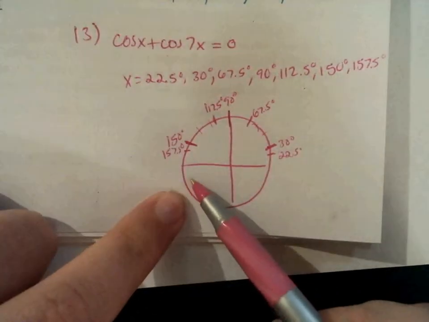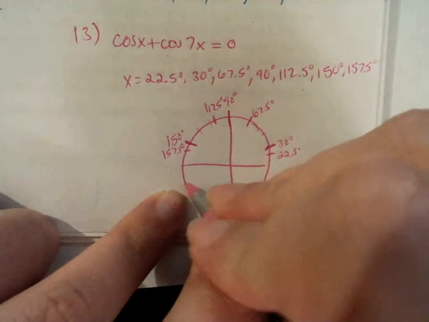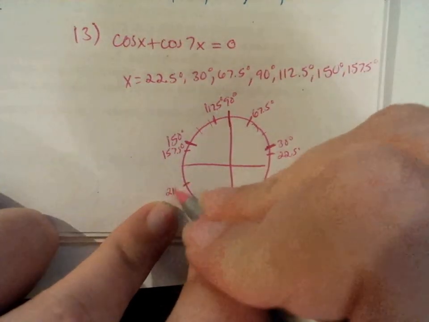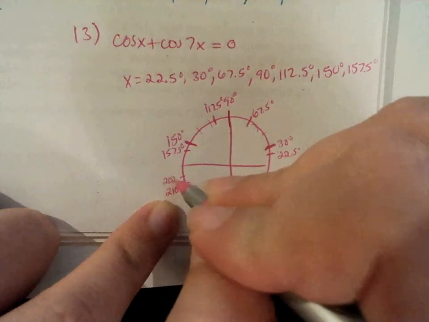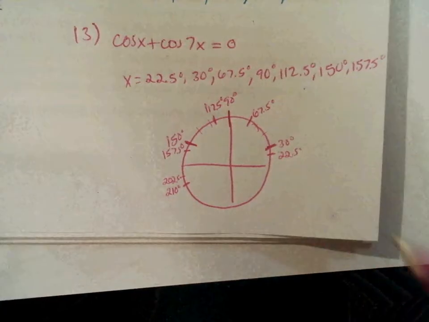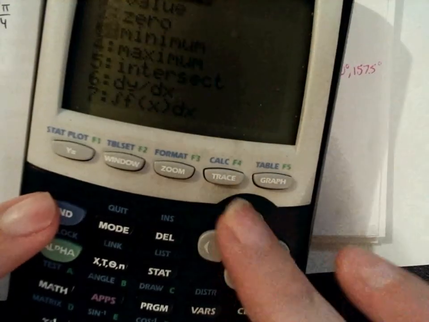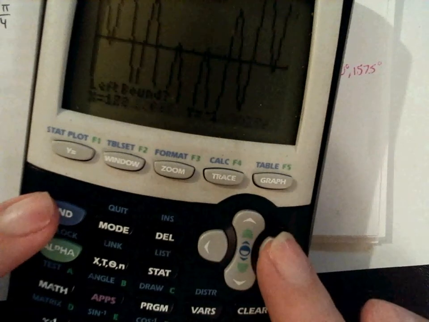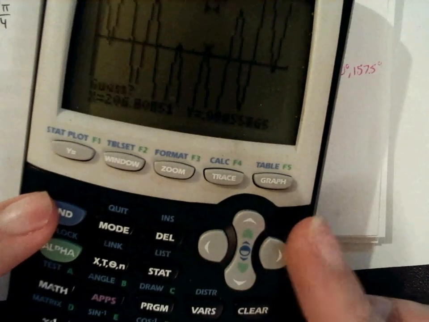So it looks like to me I could probably guesstimate that the others are going to be, let's see, if this is, I think 210 is going to be an answer, and 202.5? 7.5 away? Let me check. So I think this one is 202.5. So I can calculate 0.